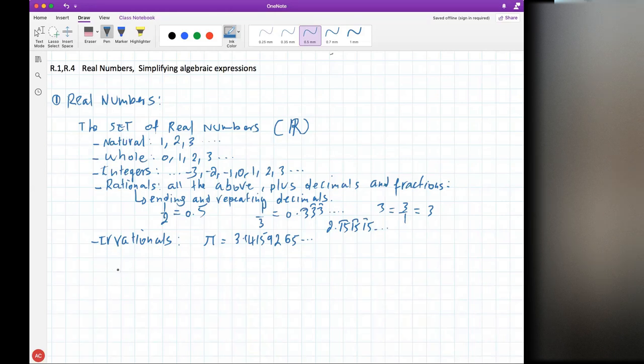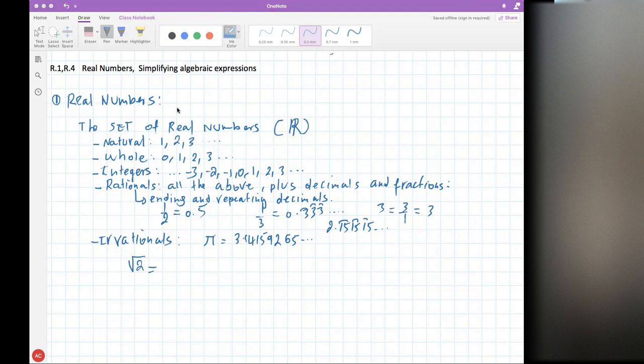Also, a lot of radicals, not all of them, are irrational because they have non-ending and non-repeating decimals. Some of the radicals we know, for example, radical 9 is 3. So this is basically a natural number. It's also a whole number, an integer. But some radicals, for example, radical 2, we don't precisely know what radical 2 is. We'll have to use a calculator. And it's one of those, again, irrational numbers.